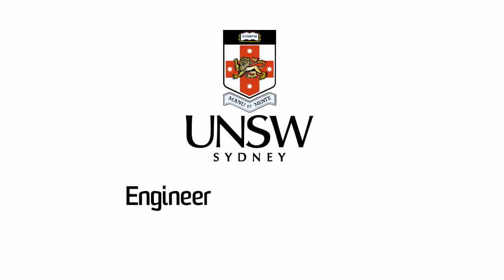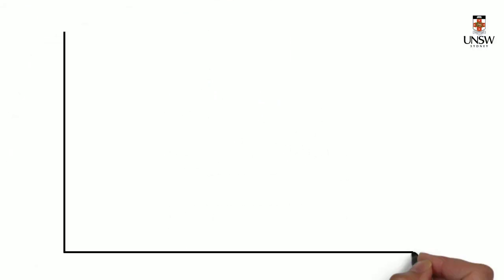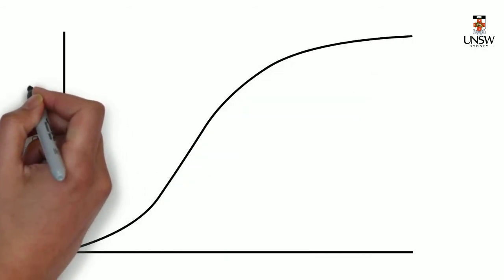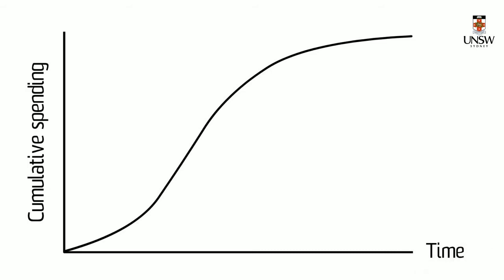Typically, a project will start off slow, get faster, and then slow down again. This axis is the cumulative spending, and this axis is time. The curve shows the cost to the contractor to build the project. Normally, the contractor is paid in monthly progress payments.